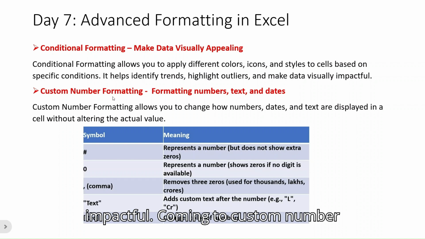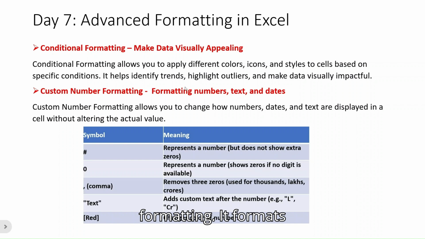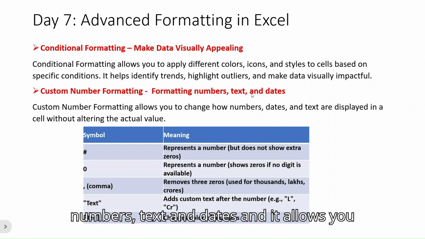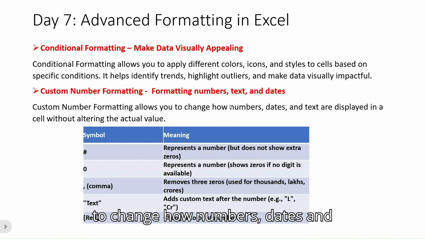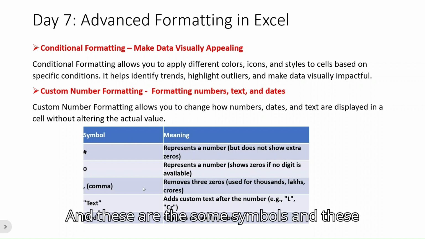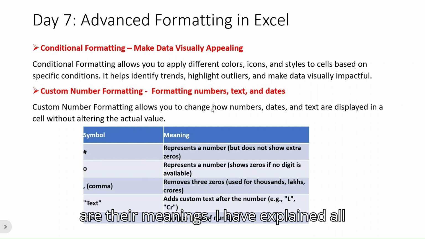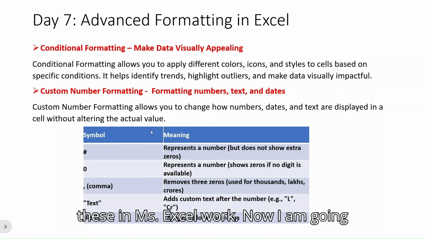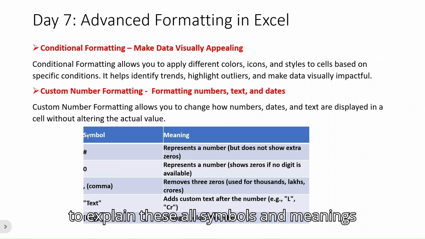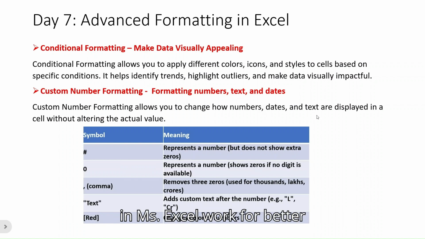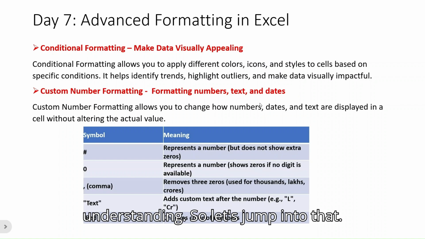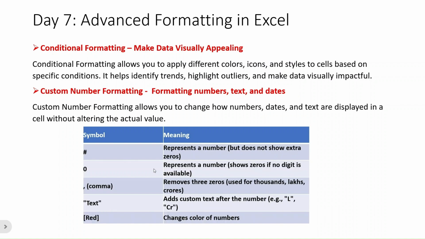Coming to custom number formatting, it formats numbers, text and dates, and it allows you to change how numbers, dates and text are displayed in a cell without altering the actual value. And these are some symbols and their meanings. I have explained all these in MS Excel work. Now I am going to explain all these symbols and meanings in MS Excel work for better understanding. So let's jump into that.